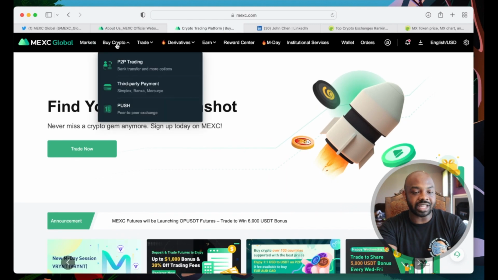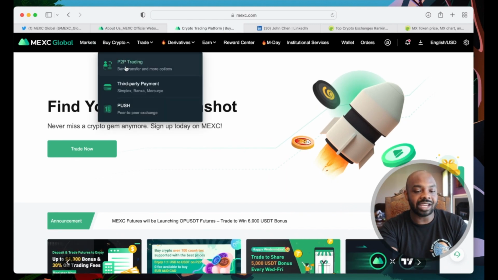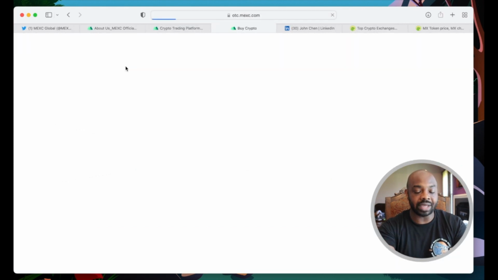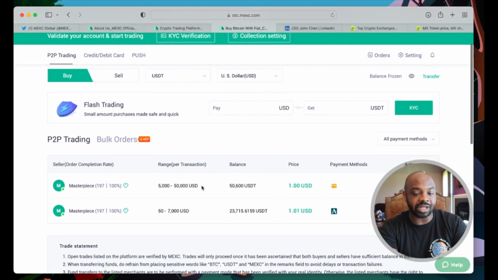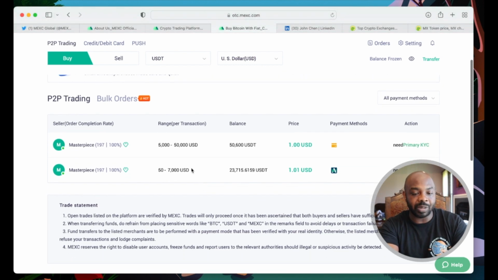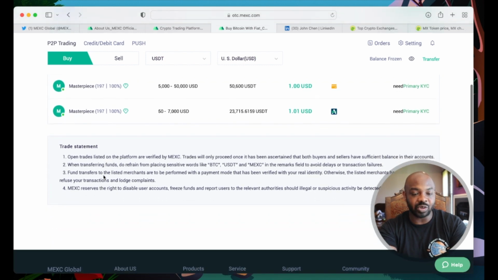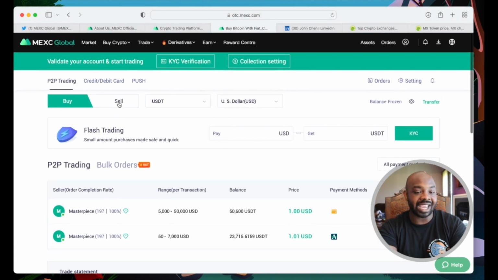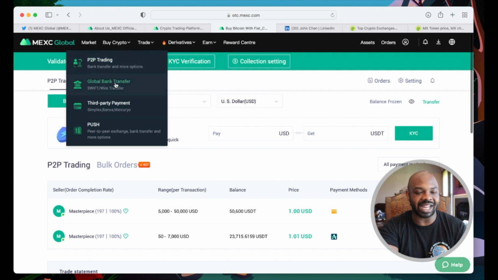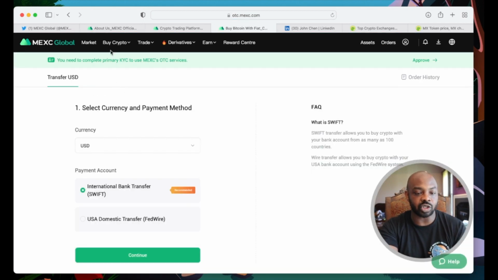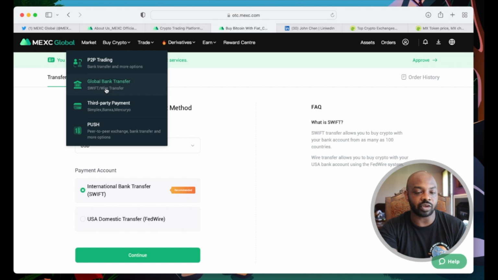They have a lot of different support things. I like that. So the first thing you see is buy crypto. Right here they have peer-to-peer trading. That is interesting, because I'm not used to doing peer-to-peer trading. Right here is showing you the seller. Their completion rate is at 100%, so they're going to do what they say they're going to do. The range, 5,000 to 50,000 balance. So you can do peer-to-peer trading, buying and selling. Never did peer-to-peer a day in my life. You get global bank transfer, so no matter what country you're in, you can transfer some money over. They have third-party payment, then you have more peer-to-peer options.